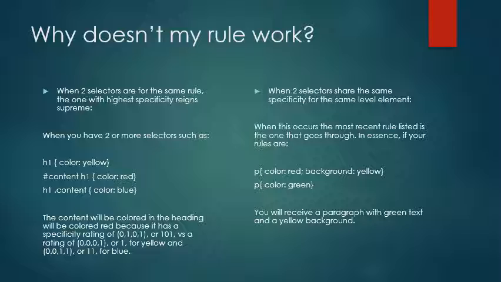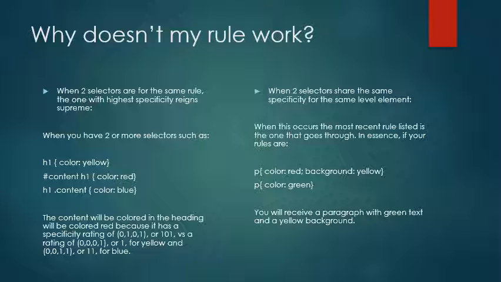So when you have two or more selectors, such as the example below, where you have h1 color yellow, an h1 selector within content with color red, and an h1 class selector within content with color blue. Now the content for this will always be colored red because it has a specificity rating of 0101, or 101, versus a lower rating of 0001, or 1, for the color yellow that just includes the element, or 0011, or 11, for blue, which is the element and the class selector.